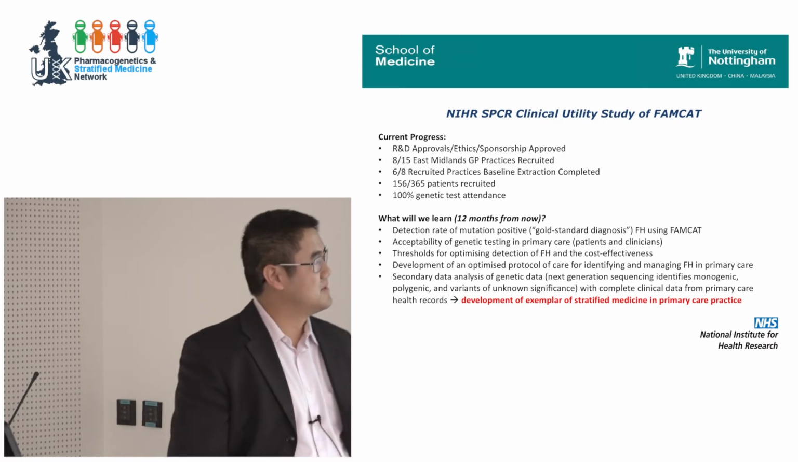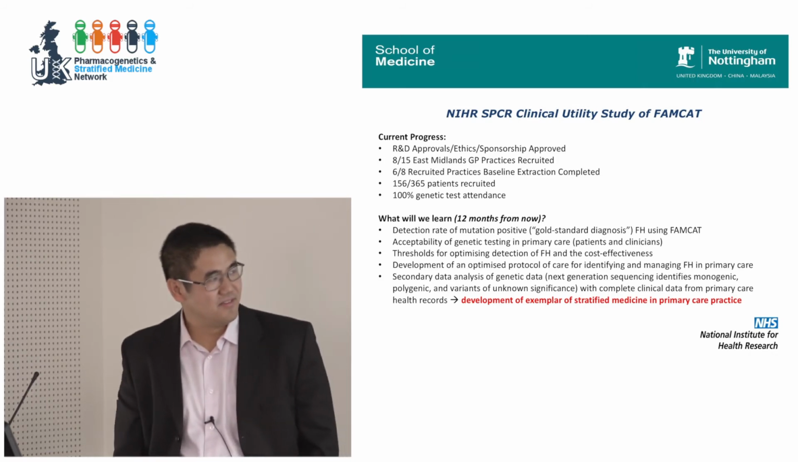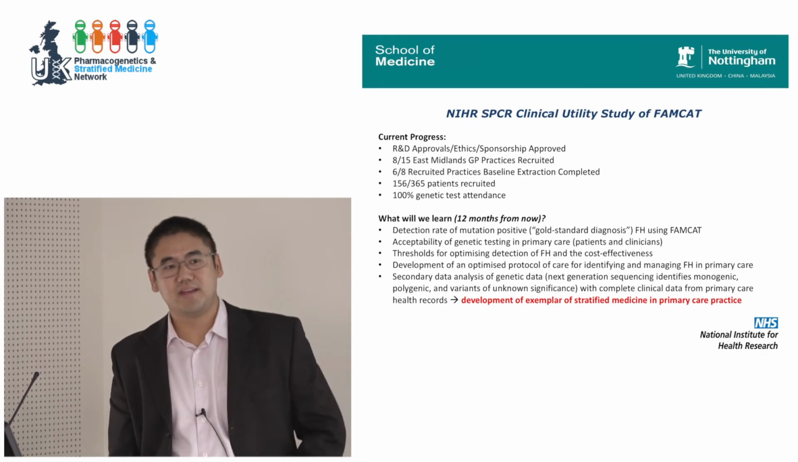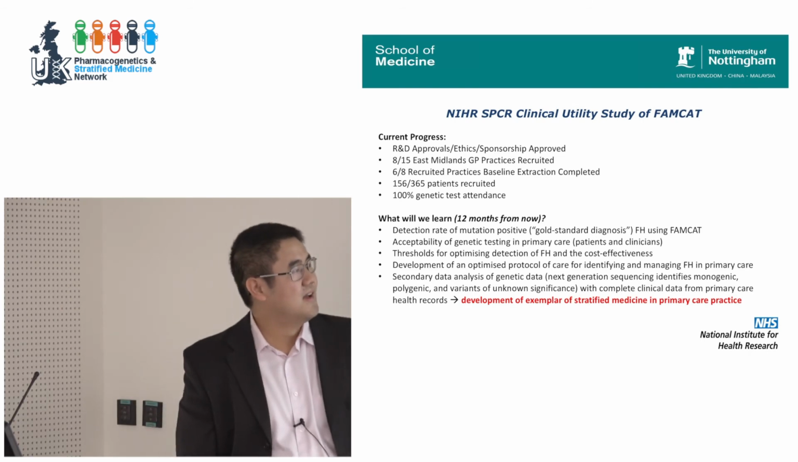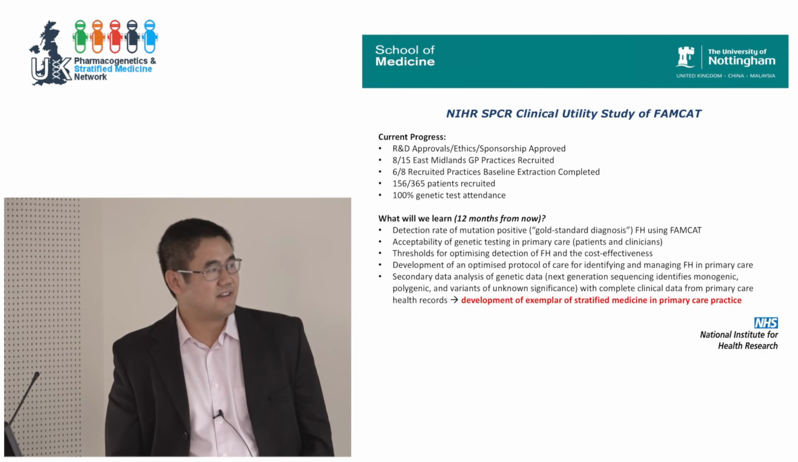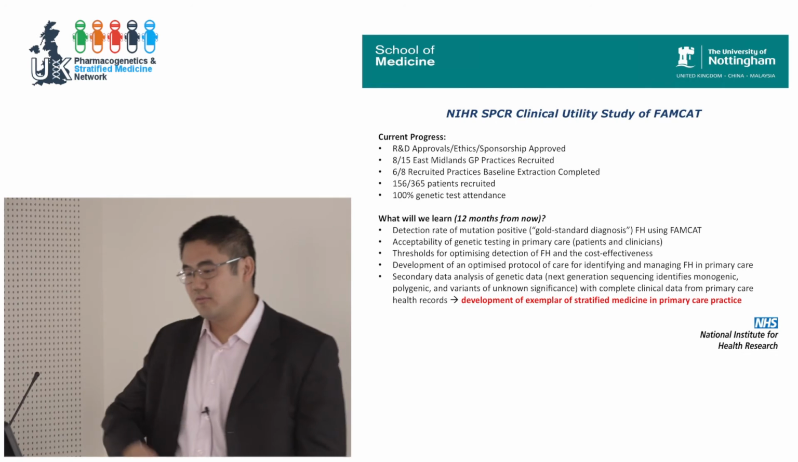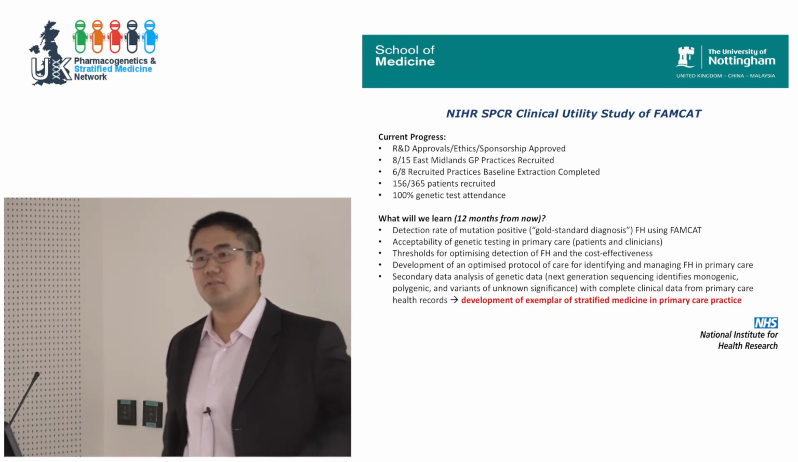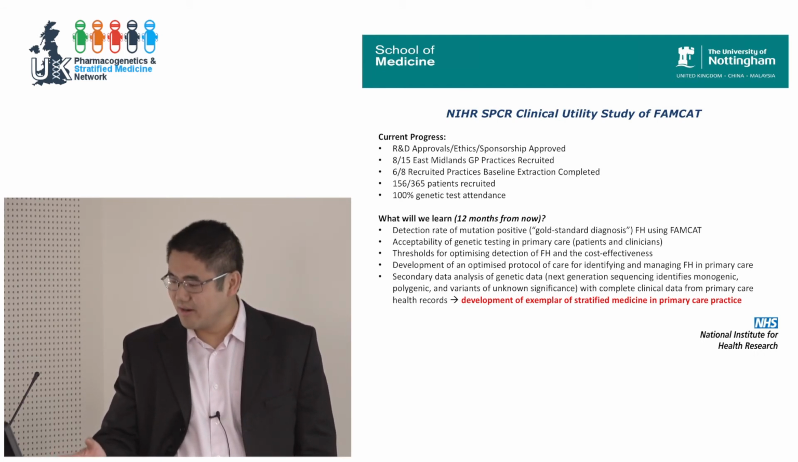What will we learn in terms of detection rate? Well, we have a gold standard positive diagnosis of FH using FAMCAT. So we're going to get some good information, and hopefully these patients will later be treated, and then we can identify more family members through cascade testing. We'll learn about the acceptability of the testing and the cost effectiveness at various thresholds. And this bit is really interesting because of our rich data set. We'll be able to do some secondary data analysis of the genetic data with full clinical histories. That's really the development of the exemplar stratified medicine in primary care practice.